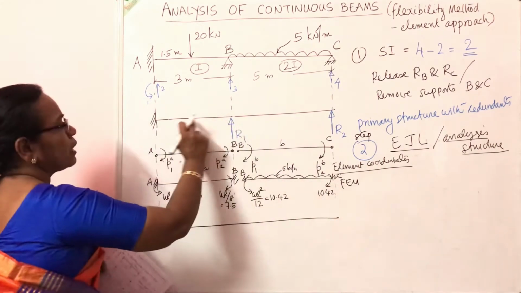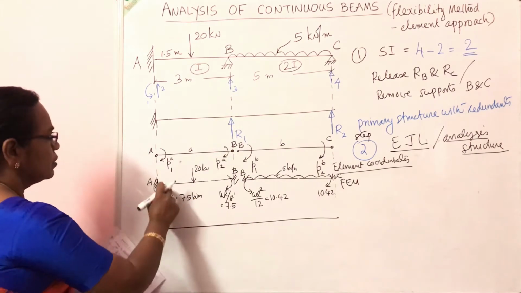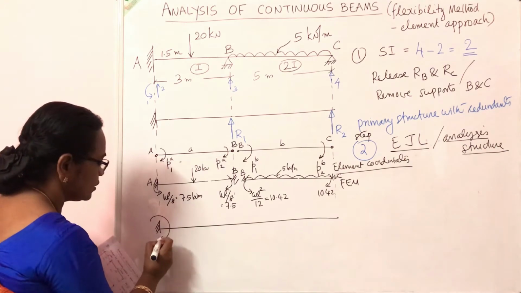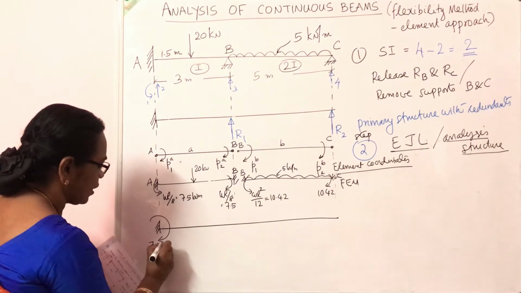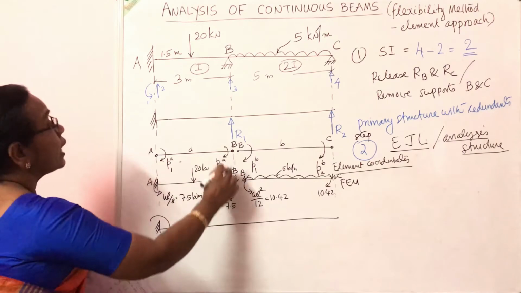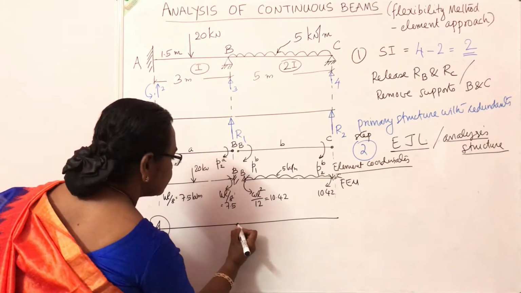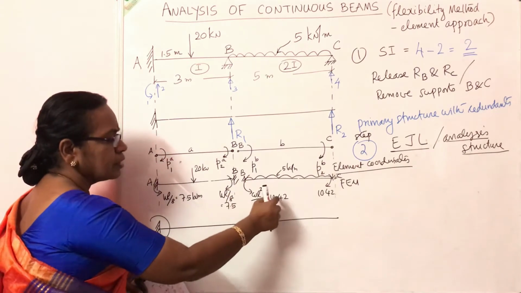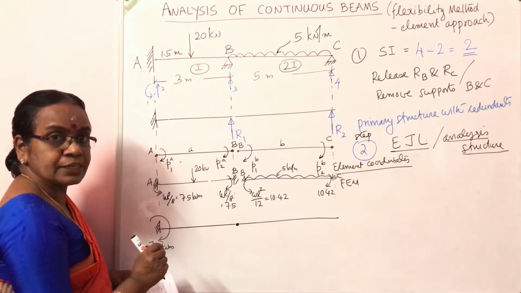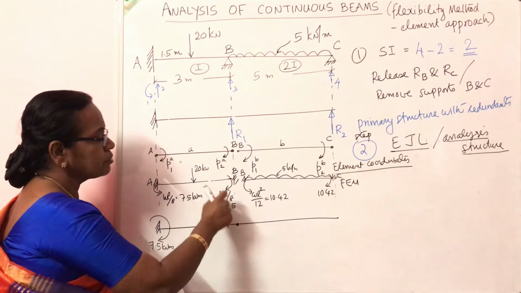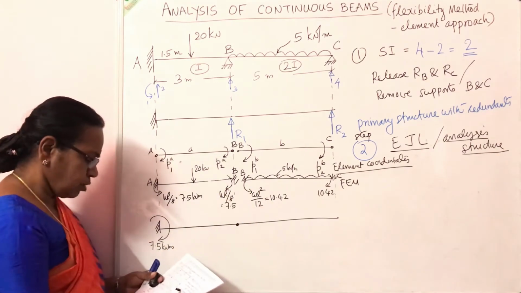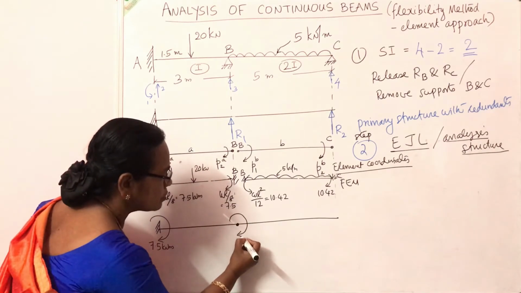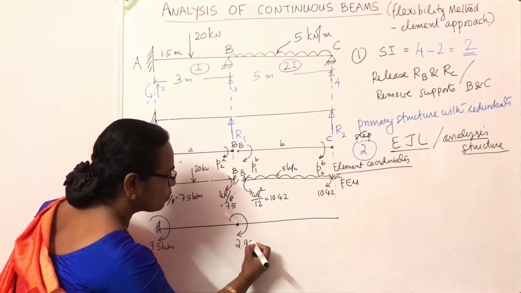our structure, the primary structure, is a cantilever beam. So here it is anti-clockwise 7.5. So we reverse it: clockwise 7.5 kilonewton meter. And at the point B, there is a 7.5 clockwise and 10.42 anti-clockwise. So the algebraic sum of these two will be anti-clockwise 2.92. So you reverse it. So it is clockwise 2.92.